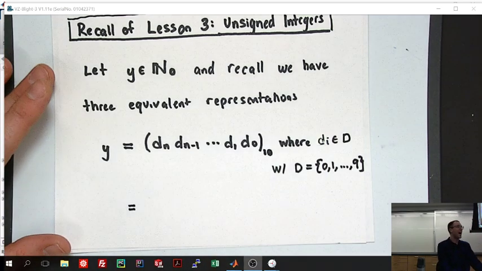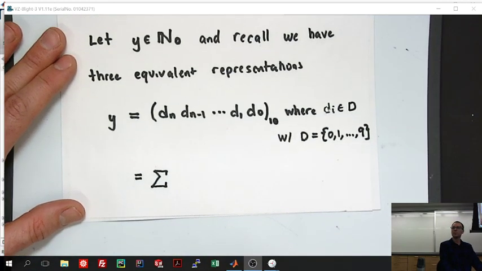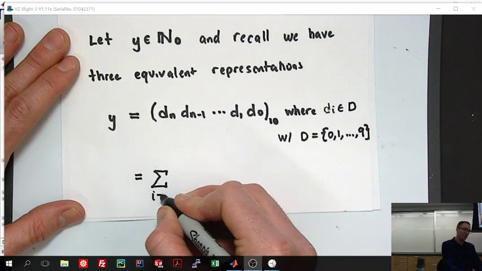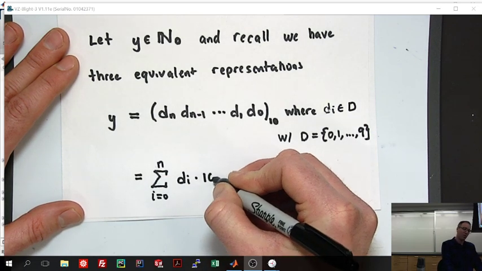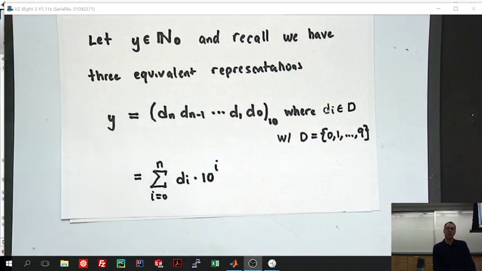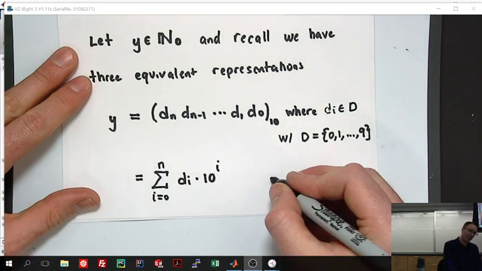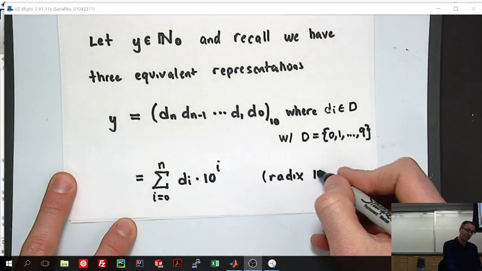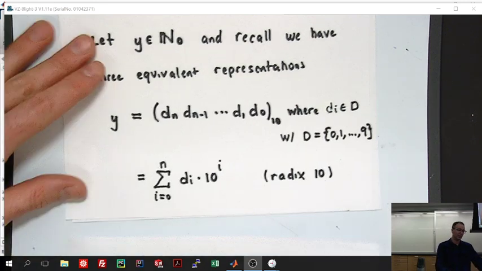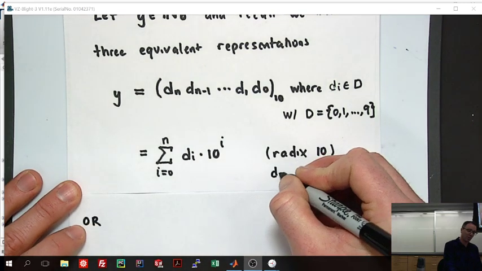If we were thinking about doing the actual conversion to decimal representation, do you remember how we did that? Sum from i equals 0 to capital N, each decimal digit correlates with the corresponding power of 10. So the index on each digit is identical to the position number, which is identical to the base 10, right? And we call this radix 10 representation. What was the next one we worked on? Yeah, so this was called a decimal representation.